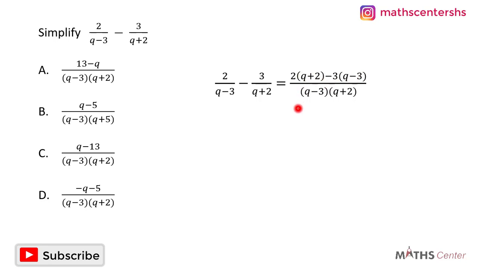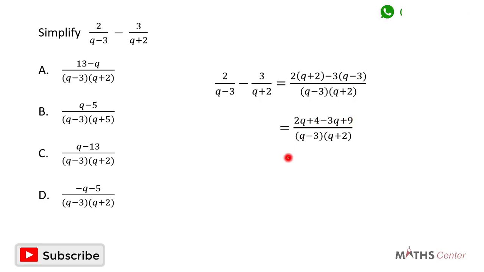Let's expand the bracket. 2 times K will give us 2KL. 2 times 2 will give us 4. Negative 3 times K will give us negative 3KL. And negative 3 times negative 3 will give us positive 9. 4 plus 9 will give us 13. And 2KL minus 3KL will give us negative KL. And so the numerator will be 13 minus KL divided by the denominator, which is KL minus 3 times KL plus 2.